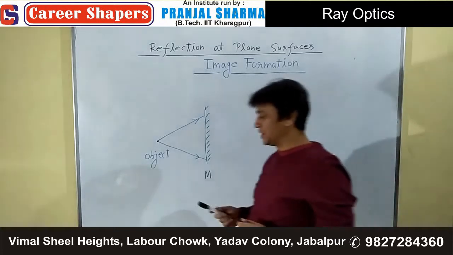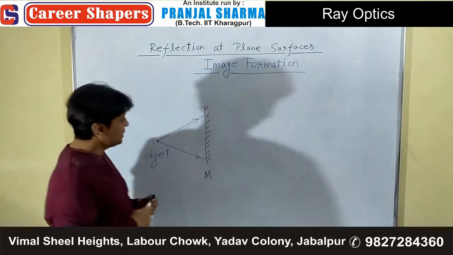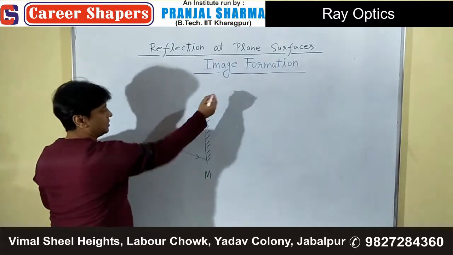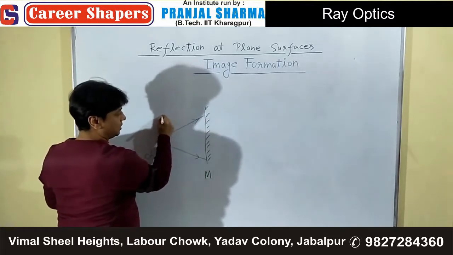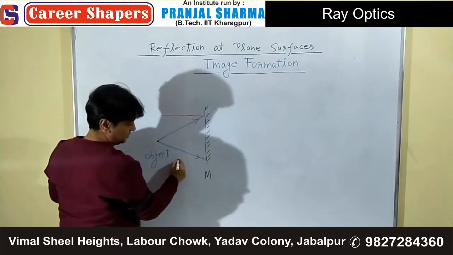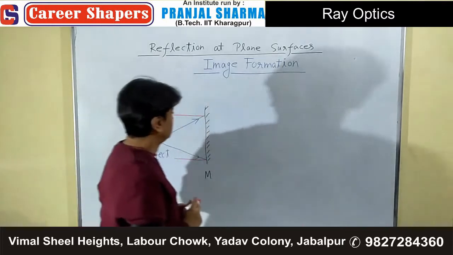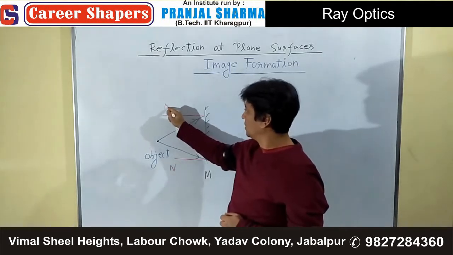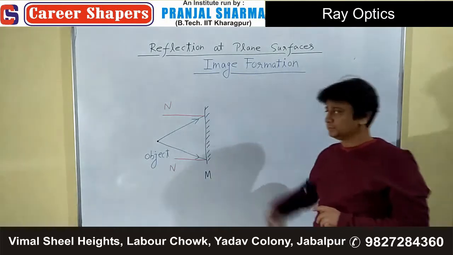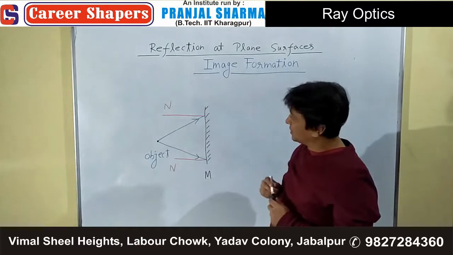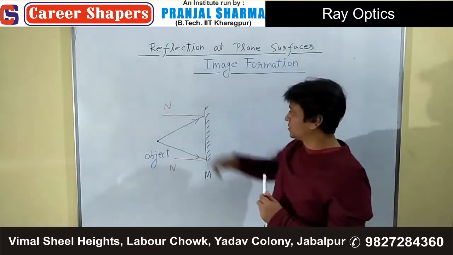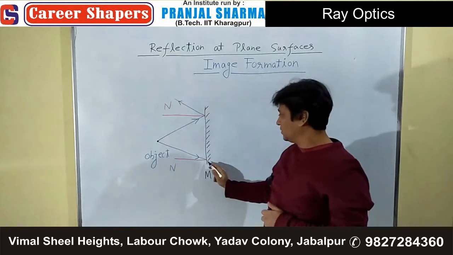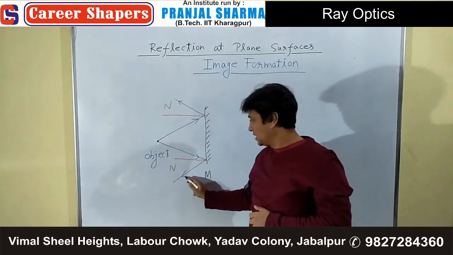थोड़ी देर बाद इस चीज को स्टेटमेंट के फॉर्म में मेंशन करेंगे. अभी जैसी ये इंसिडेंट रेज आएंगी, हमने इस मिरर पर यहां दो नॉर्मल ड्रॉ किए. These are the normals. Now, what happens: this is the incident ray and this is the normal, then this is your reflected ray. This is another reflected ray.